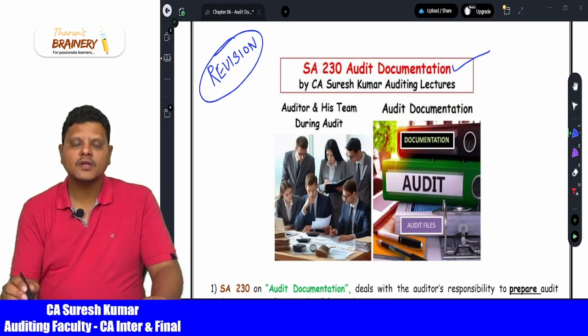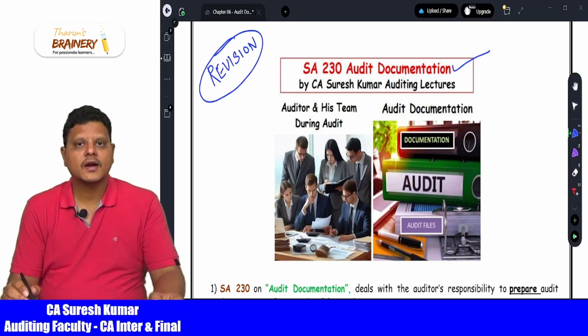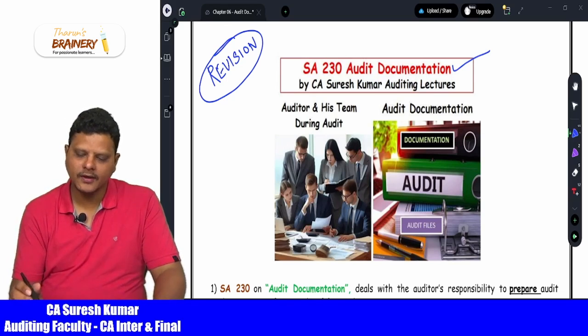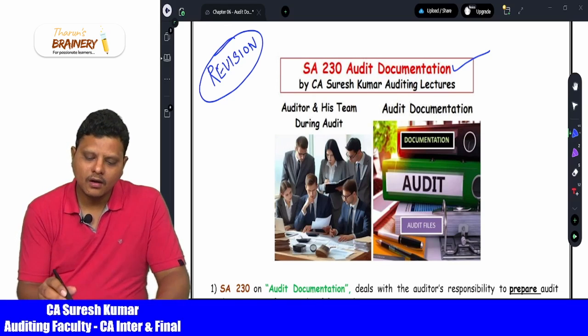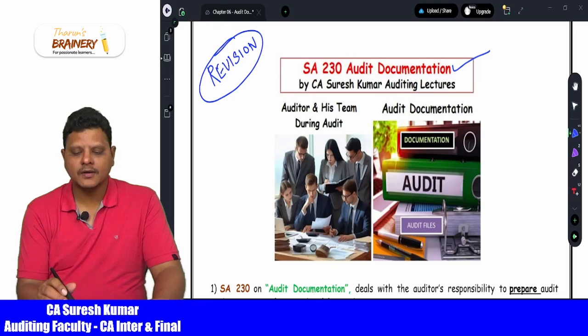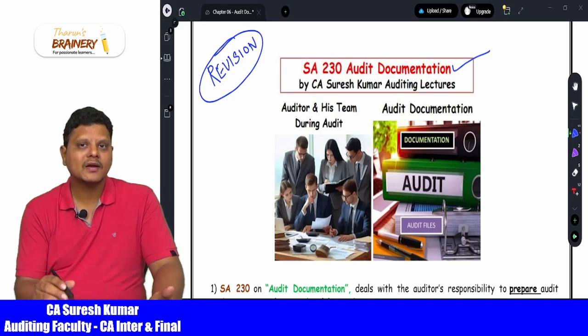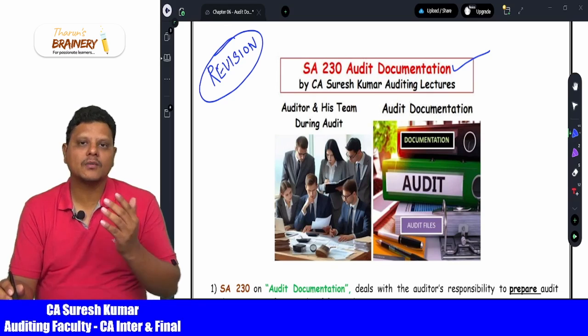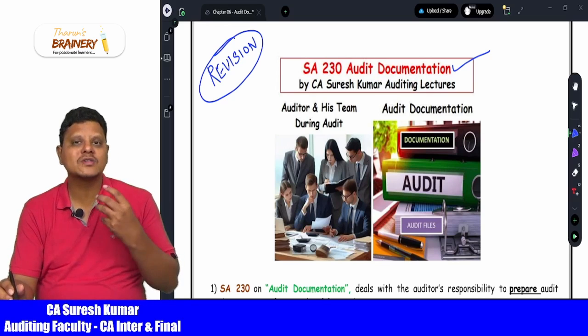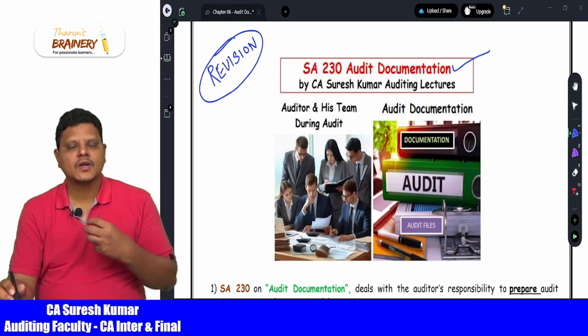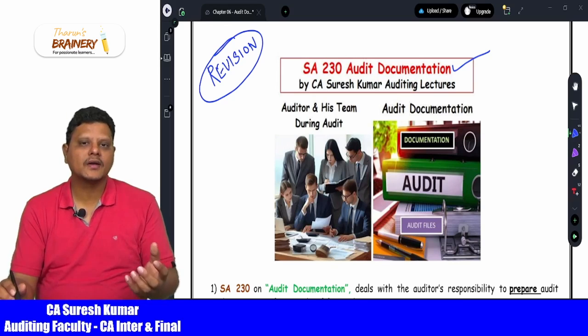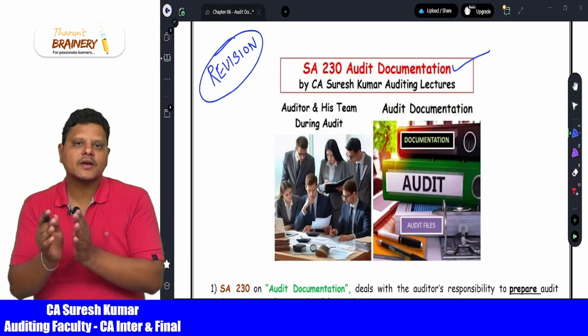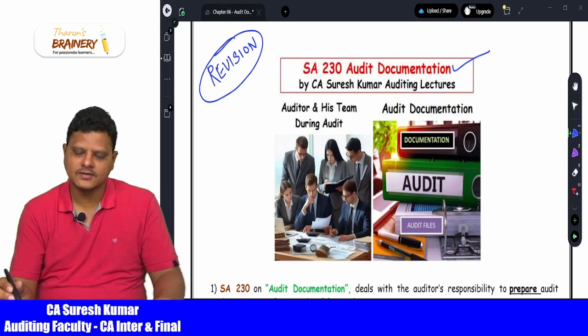Now as a part of the revision, let us understand some of the key areas in Standard number 230, where the auditor and audit team, from the beginning till the end of the audit, whatever audit procedures they performed, whatever conclusions they have finally reached, and whatever methods they have applied, need to be kept in separate document files.